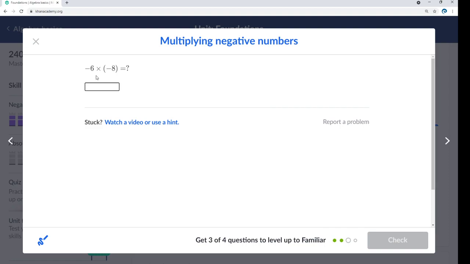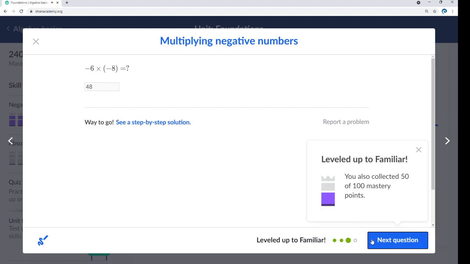8, 16, then 8, 9, 20 is 24, right? It's 24. 3 times 8 is 24. So 6 times 8 is 48. And then they're both negative, right? So it's positive. So it's positive 48. I'm pretty sure. I'm not sure at all. Oh, I did it though. I did it. Okay.